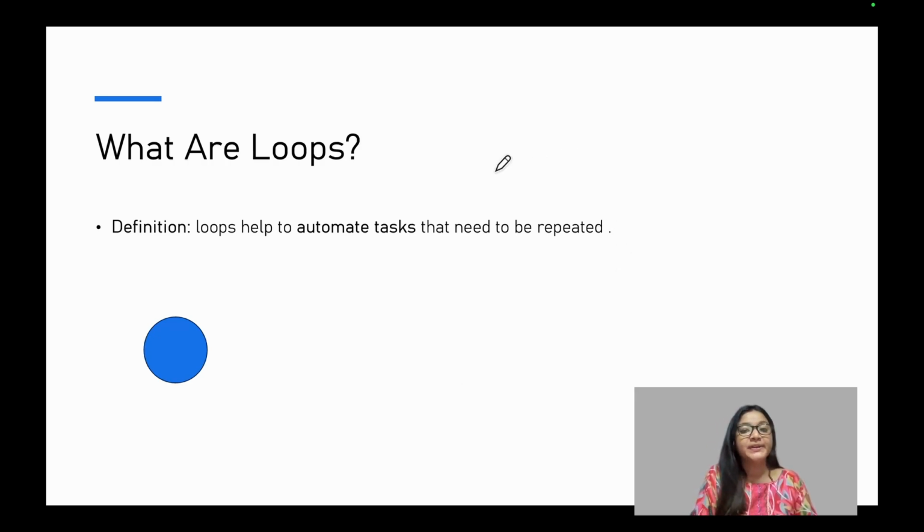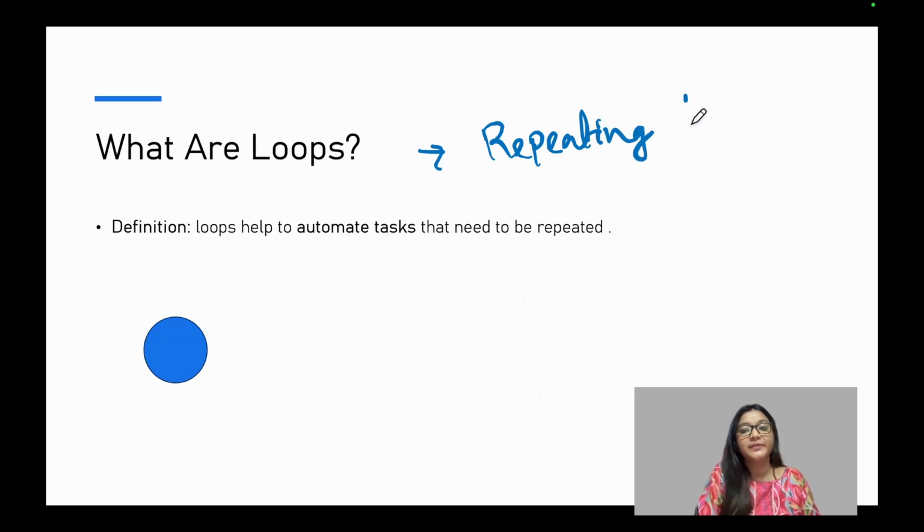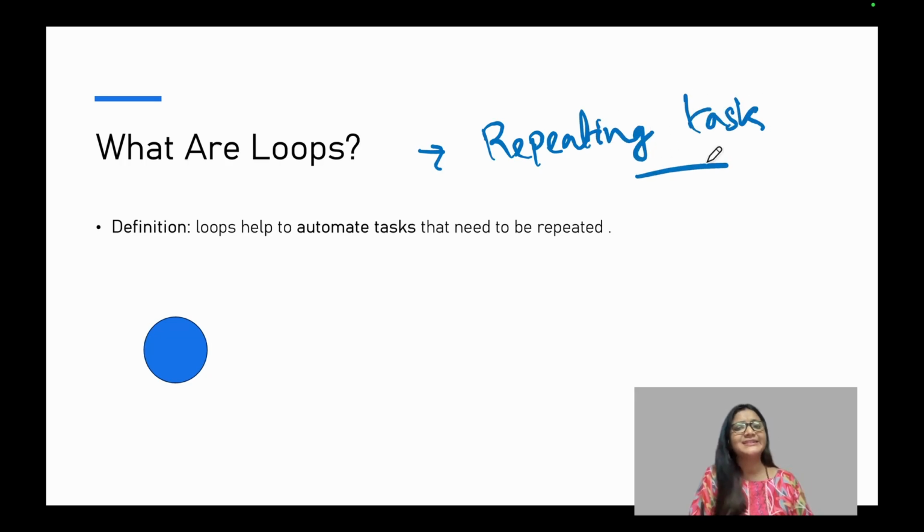See, loop simply means repeating a task. Let it be any task. Let's say anything that you do every day. Every day you have to go to the market and buy some items, maybe every day in a week. That's also repetition of a task that you are doing every day.